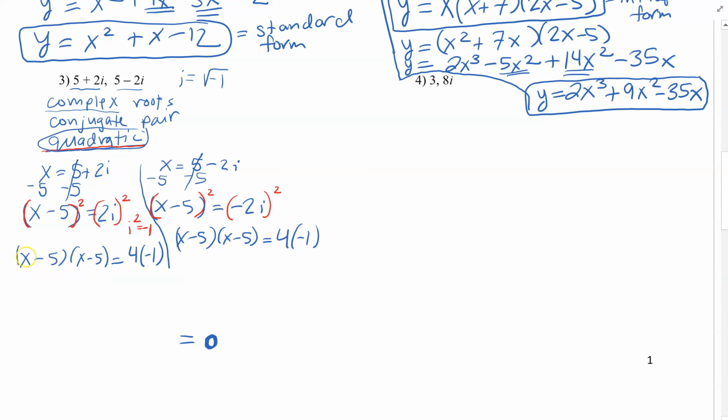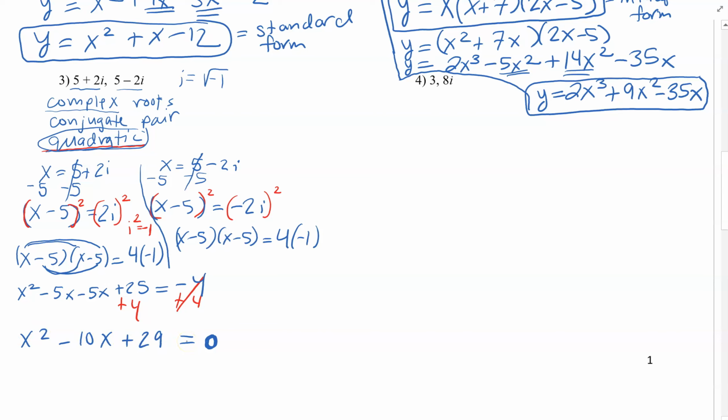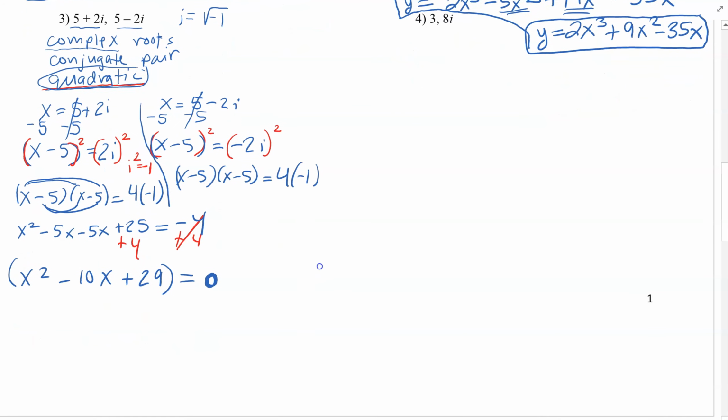I'll go ahead and FOIL this out. x times x, x squared, x times -5, -5x, -5 times x, -5x, -5 times -5 is +25, and then all of that equals -4. So the last thing I would need to do is just move the -4 over, and voila, I'm at the part where I have a quadratic factor set equal to 0. Pretty fancy, huh? It's kind of cool if you think about it, that we can unsolve. We can take these roots, backtrack to figure out what was the equation that produced those roots. That's a pretty amazing skill.